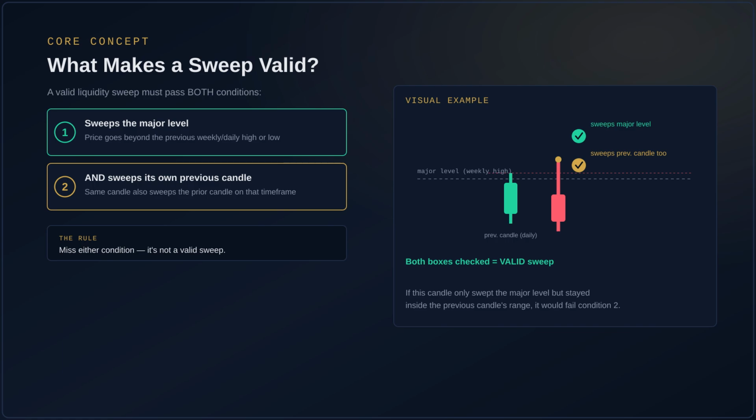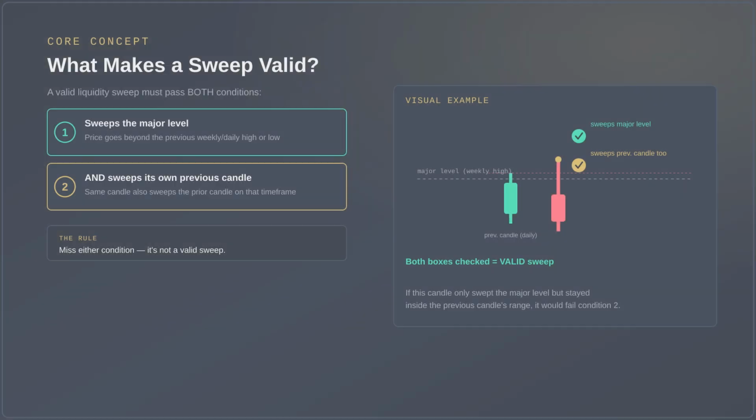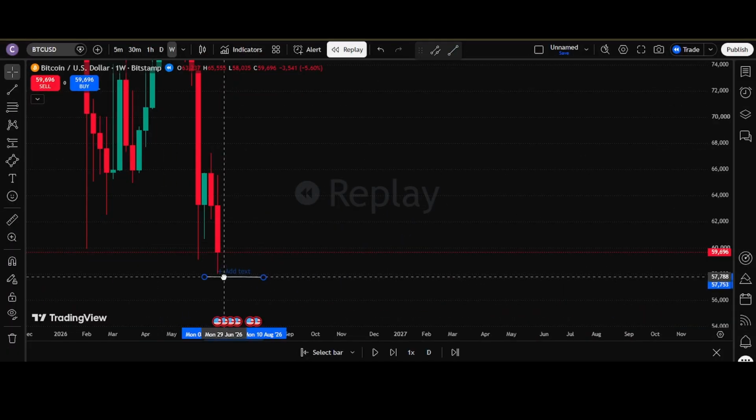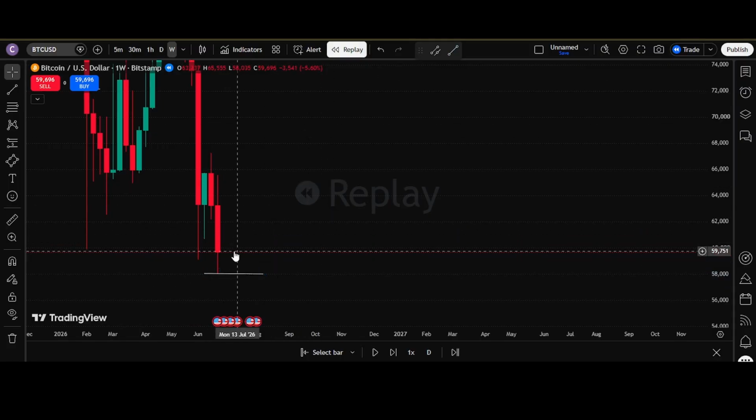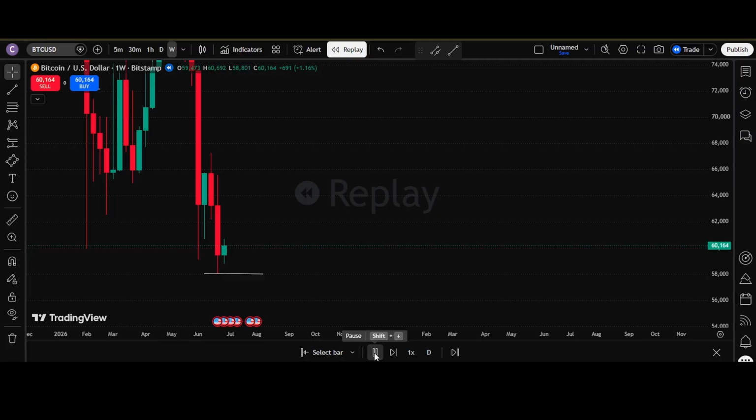A valid liquidity sweep is when price sweeps the previous major level and also sweeps the previous candle of the current timeframe at the same time. In simple words, a valid liquidity sweep is one which sweeps the major level's liquidity. At the same time, it should also sweep the liquidity of its previous candle on the current timeframe. To understand this better, consider this example. Here is a zone of the previous low of a weekly candle. To sweep the liquidity of this weekly candle, price must go beyond this weekly candle's low level and return to the price range. Now, to understand whether this liquidity sweep is valid or not, we have to move to the daily timeframe chart.